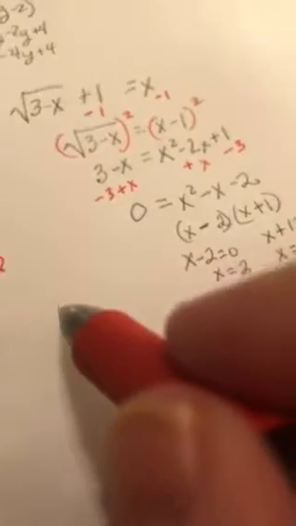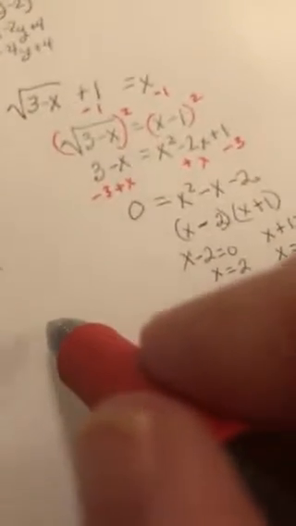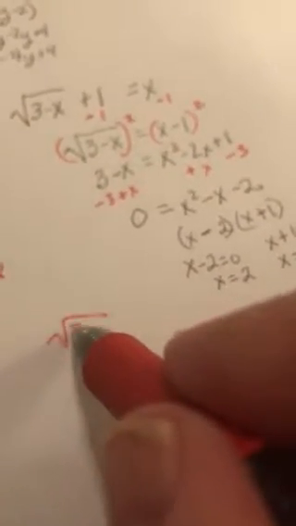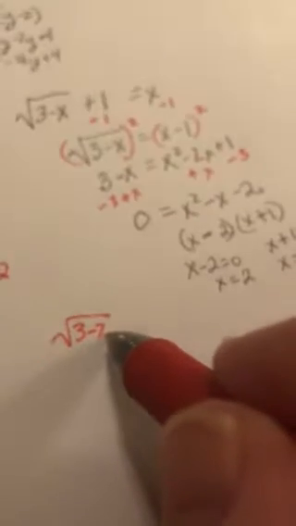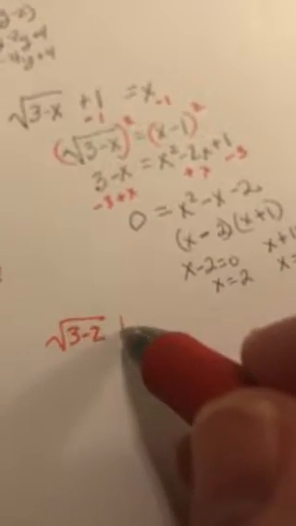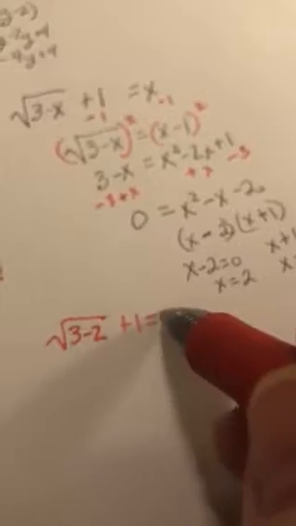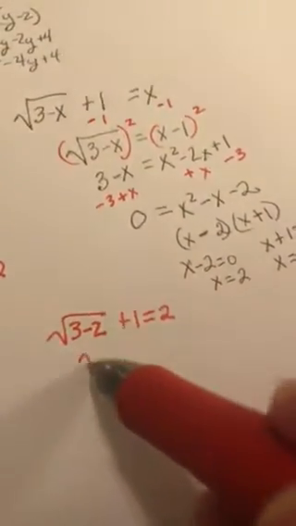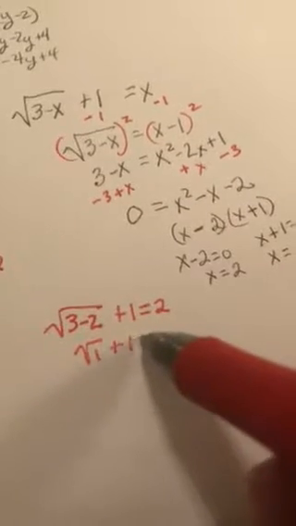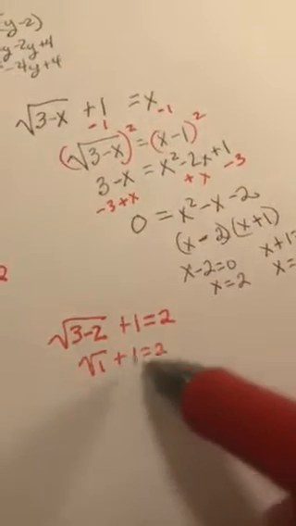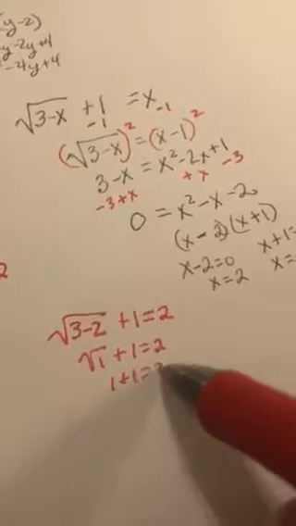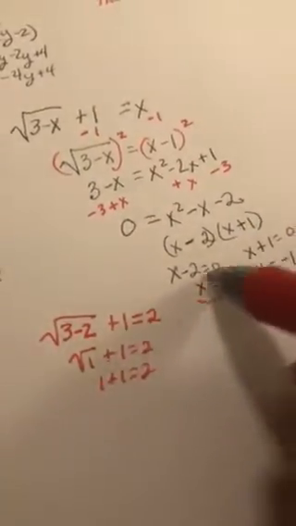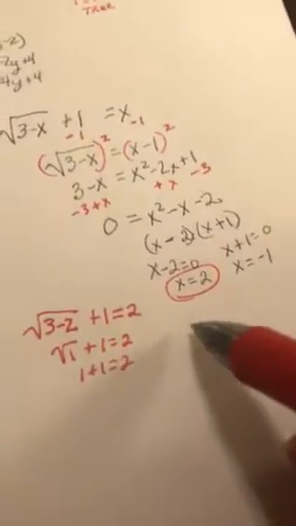All right, back to the original problem. Square root of 3 minus 2 plus 1, does that equal 2? Well, 3 minus 2 is 1, so square root of 1 plus 1. Sure enough, 1 plus 1 is 2, right? So yes, 2 works. Let's see if the other number works.